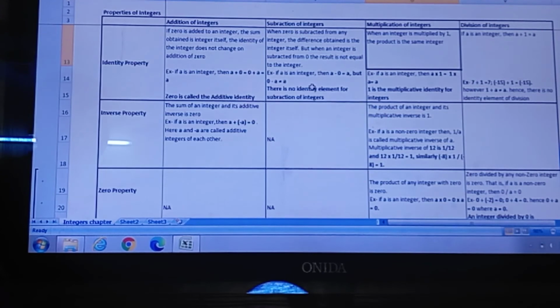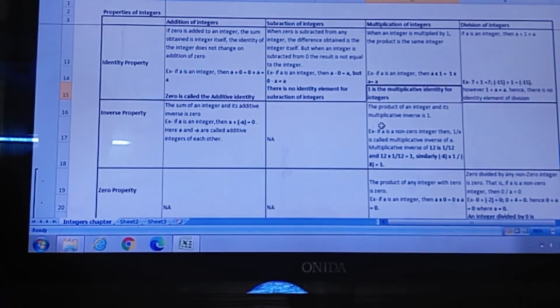Moving on to the third one. In the case of multiplication, when an integer is multiplied by 1, the product will be the same integer. So in this case, if an integer is a, then a into 1 is the same as 1 into a, which is nothing but a. One is the multiplicative identity for integers.